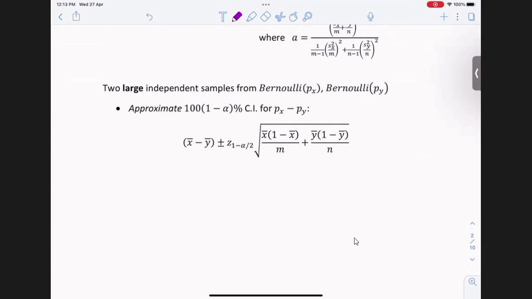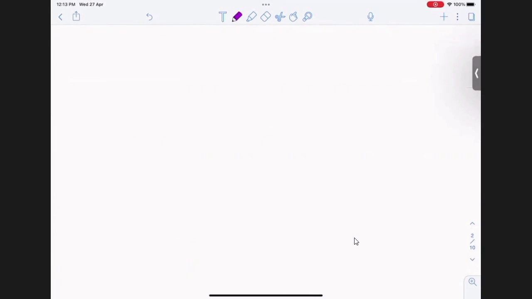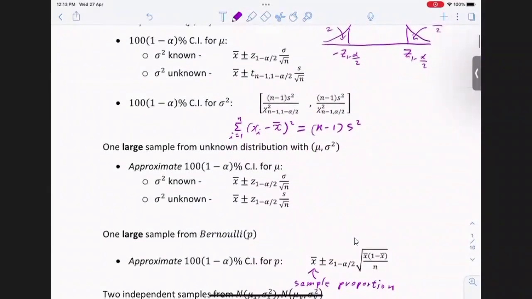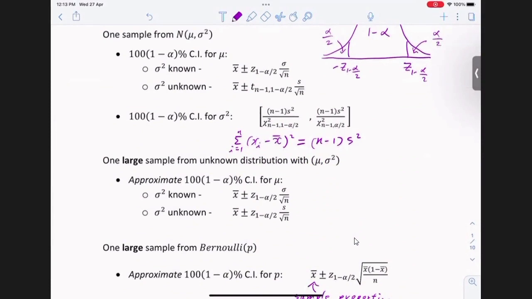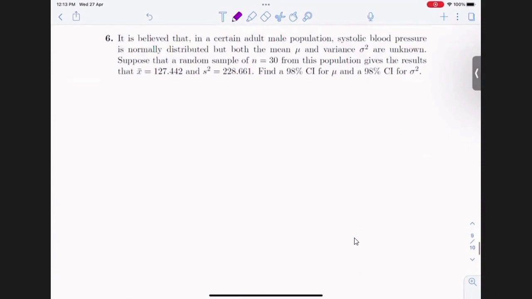Now in this worksheet, example sheet number 9, basically you just need to use the formulas for the one sample cases. Okay? And for the next worksheet, you will need to use those for the two samples. So maybe you can start to spend a little time working on question number 6. Based on the information given in the question, just try to think about what formula we should use for the confidence interval of mu and for the confidence interval for sigma squared. Just let me know if you encounter any problem.